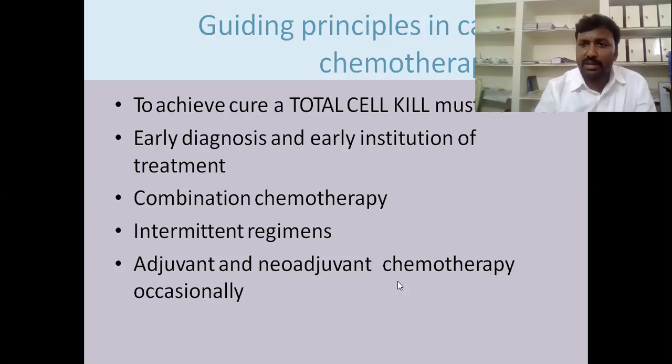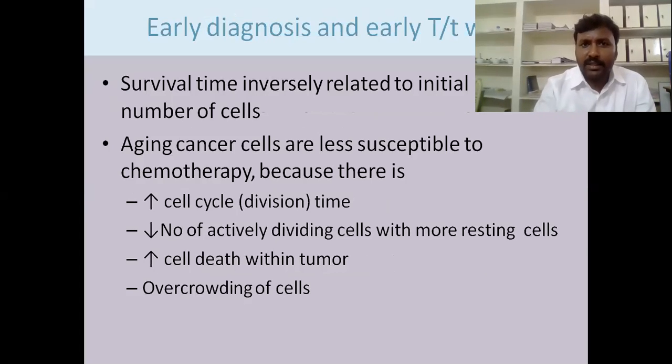Adjuvant and neo-adjuvant chemotherapy. Any new chemotherapy that is available, we have to use properly, but it is occasional. So by early diagnosis, we can reduce the spreading of cancer, and reduce metastasis. Because of this, aging cells are less susceptible to chemotherapy, because of the cell cycle time, the number of actively dividing cells versus more resting cells, so cell death within the tumor increases. So we can reduce the overcrowding of cells. With earlier diagnosis, this is possible.